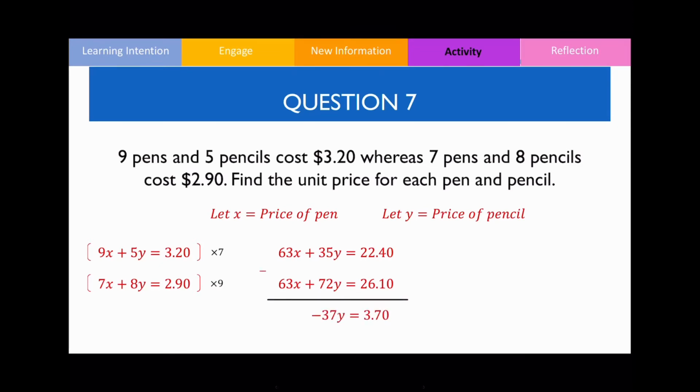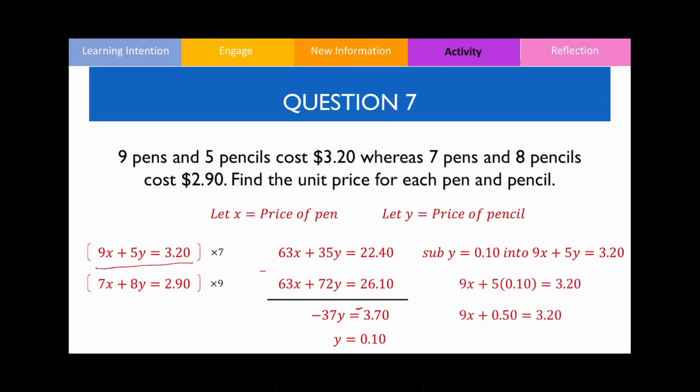Therefore, this is going to be your new simplified equation. Divide both sides by 37. Hence, y is going to be equal to, that should be a negative sign over here, y is equal to 10 cents. So therefore, that's the price of a pencil. To find out the price of a pen, what we do is we substitute that into one of the equations, and I'm going to substitute it back into this equation over here. And if you do this, simplify, collect like terms, move the 50 cents onto the other side, divide both sides by 9, x is therefore going to equal 30.